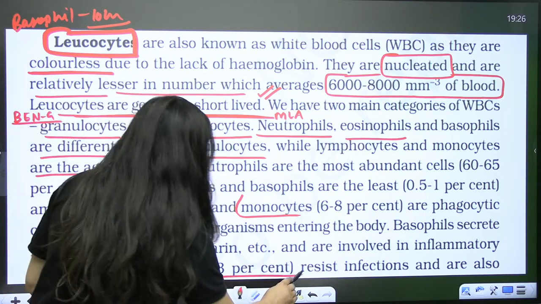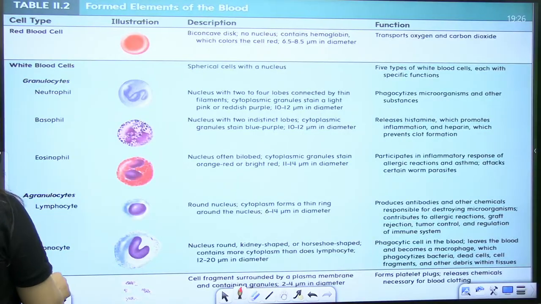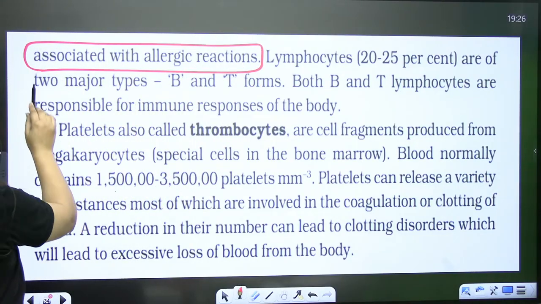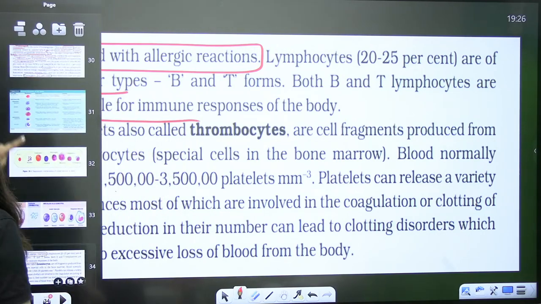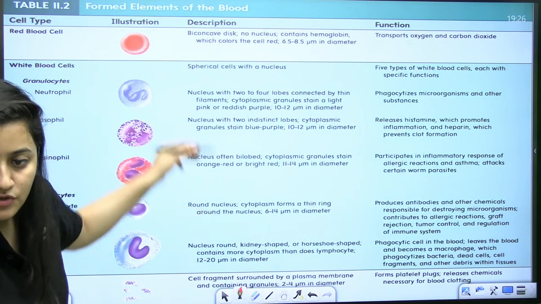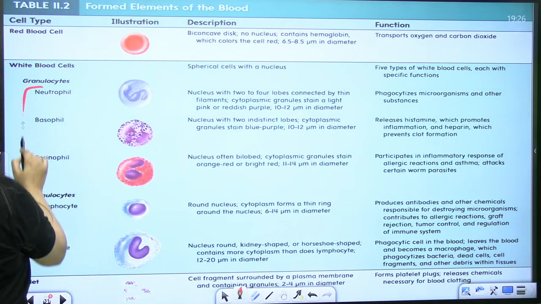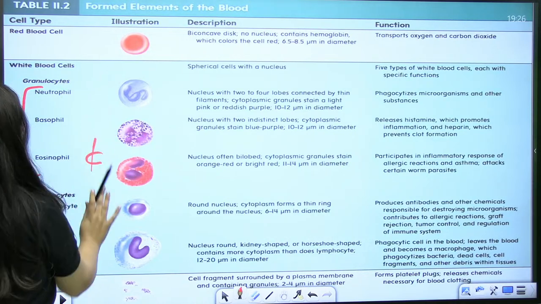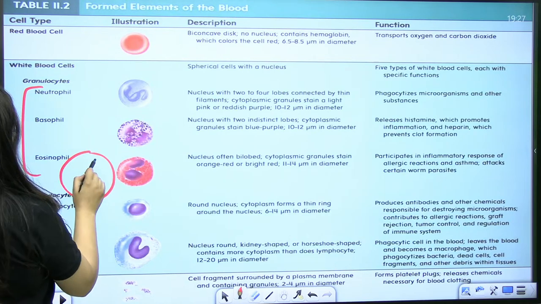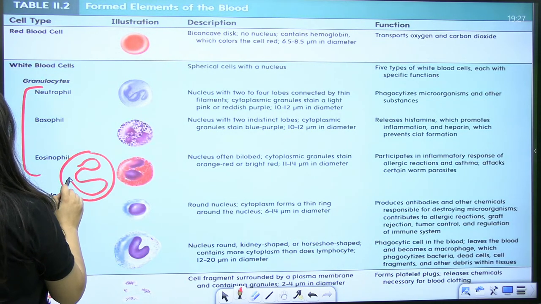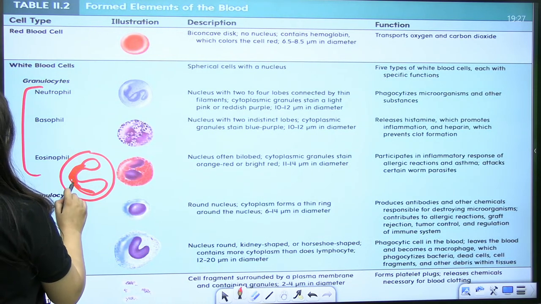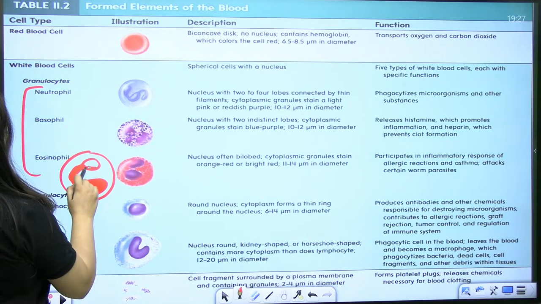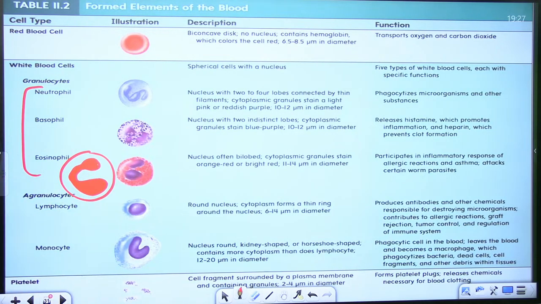So, see, eosinophil 2 to 3% resist infections and are also associated with the allergic reactions. And this is about the lymphocytes here. Just look at this table. We'll share the PDF right after the class. Their function is also explained here with the help of these diagrams. See, eosinophil, the nucleus is bilobed. Something like this. Clear?